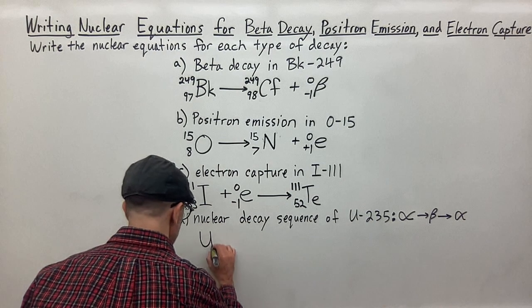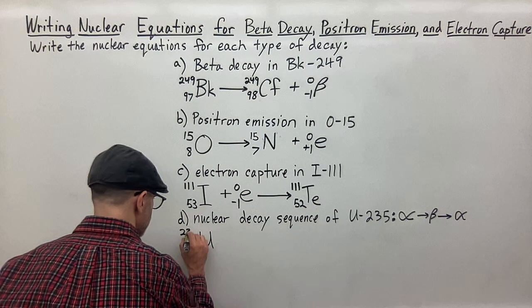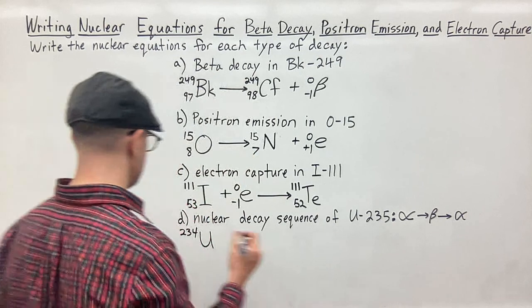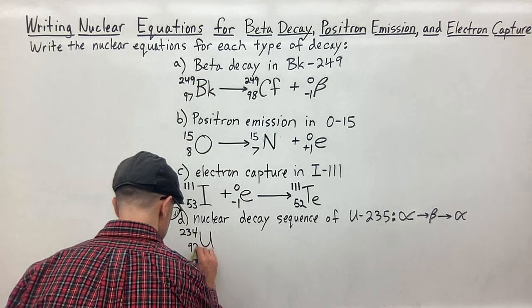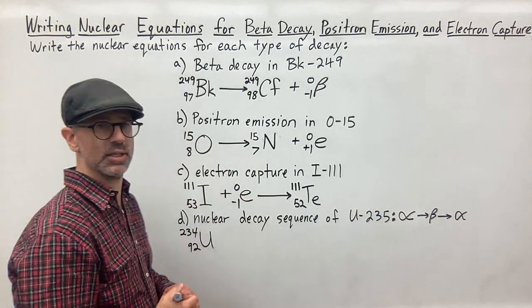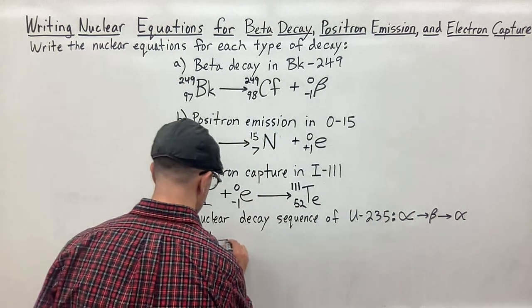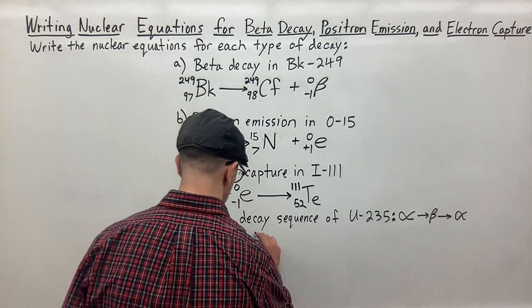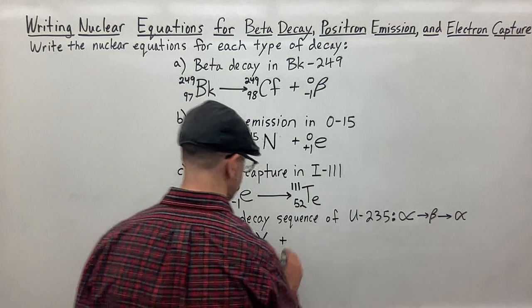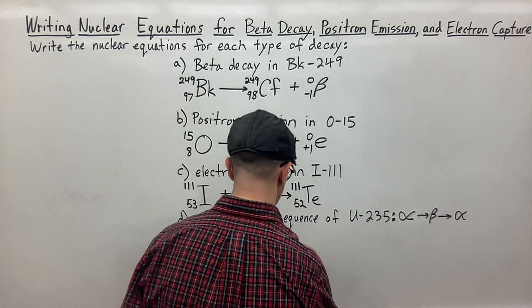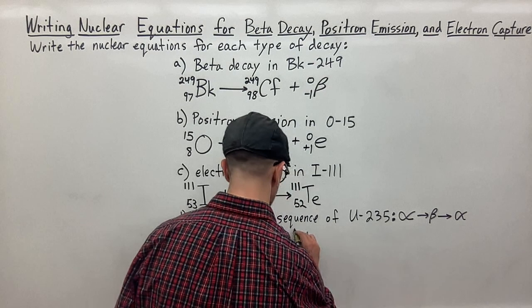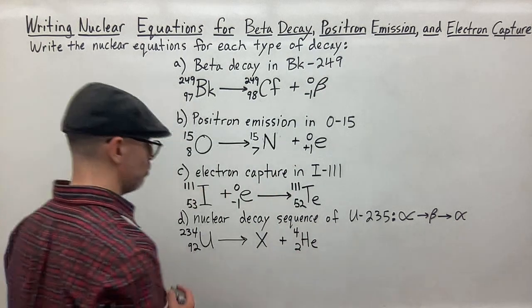So here we're going to have U-235 on top. And the atomic number for uranium is 92. So we're going to put 92 on the bottom. We're told it undergoes an alpha decay first, so we know that's going to produce an alpha particle. It's going to produce a daughter isotope plus the alpha particle. The alpha particle is a helium nucleus.